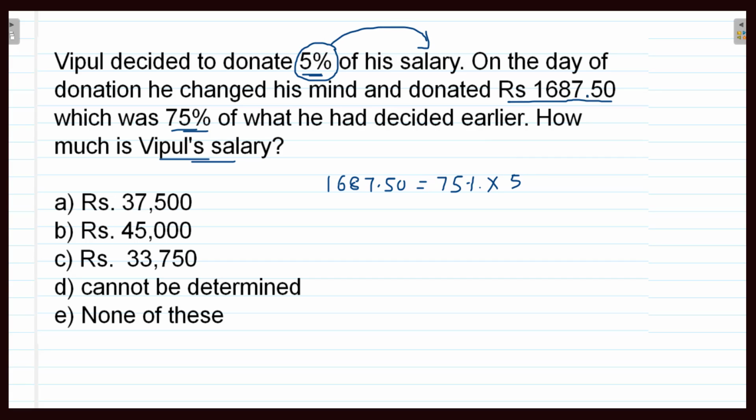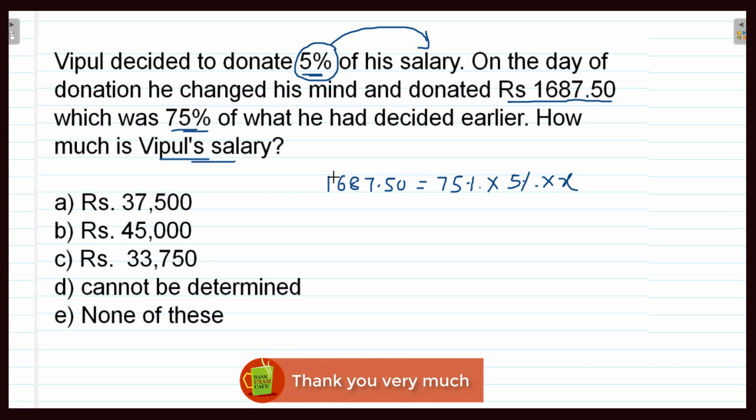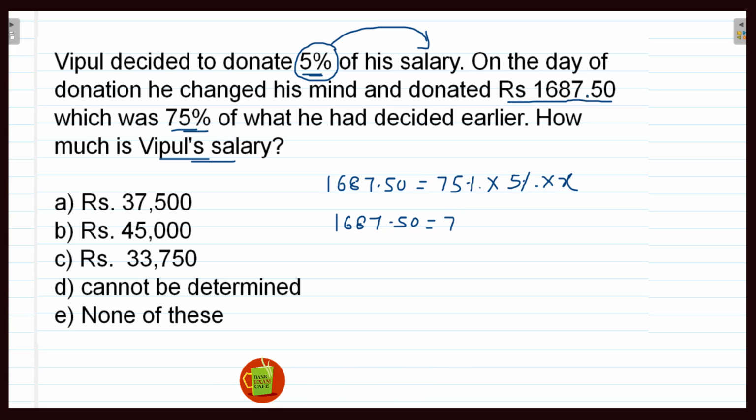So let the salary be X. Now this is the equation we have got, and we can solve. So this will be 1,687.50, which is equal to 75 by 100 multiplied by 5%, meaning 1 by 20, multiplied by X. So if you take 100 to this side, this will be multiplied by 100, and so you will get 1,687.50. Sorry, the point will be eliminated, so it will be just 50.